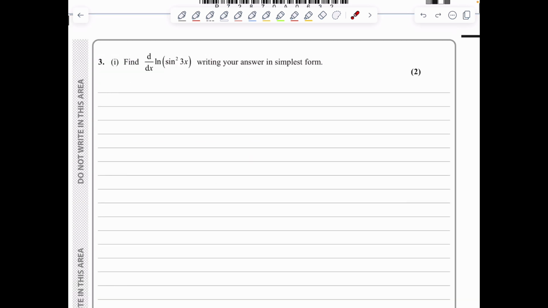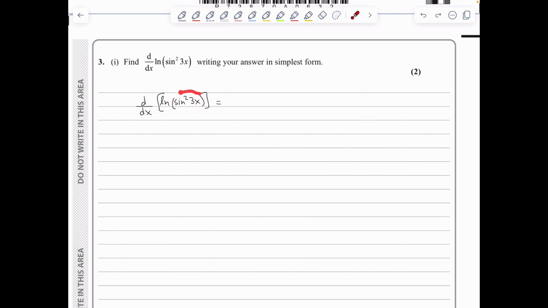In 3i, we're asked to find the derivative of ln sine squared 3x, writing our answer in its simplest form. Well, this notation here simply means that if y is ln of sine squared 3x, then we need to find dy dx. So this means that we will start by differentiating the ln, and when we differentiate ln, it's the derivative of the inside over the inside.